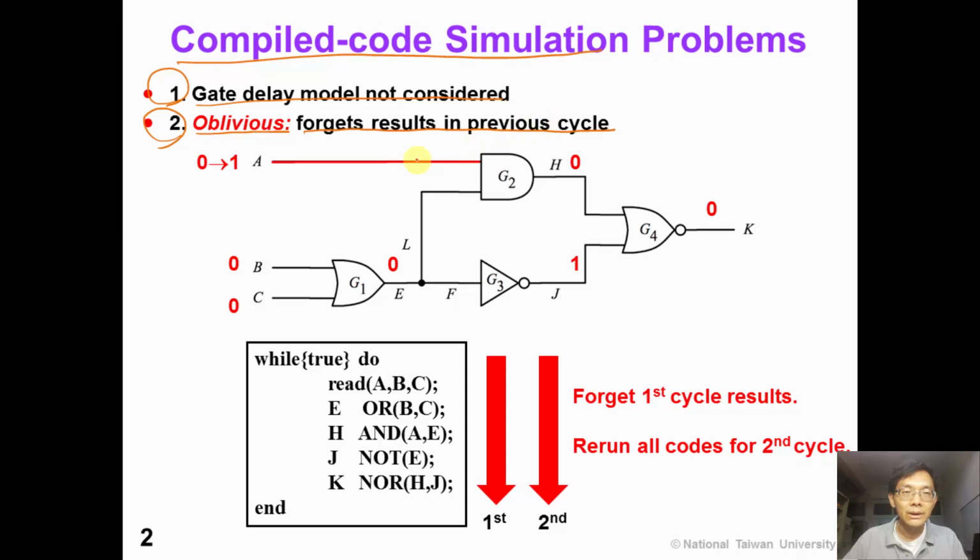For example, given this circuit, we apply 0, 0, 0 in the first cycle. So we run the code for the first time. And then in the second cycle, we only change input A to be 1. Because the compiled code simulation forgets all the results in the first cycle, we will need to rerun all the code for the second cycle. This is actually a waste of CPU time because only signal A changes in the second cycle. So, can we do it in a more efficient way?